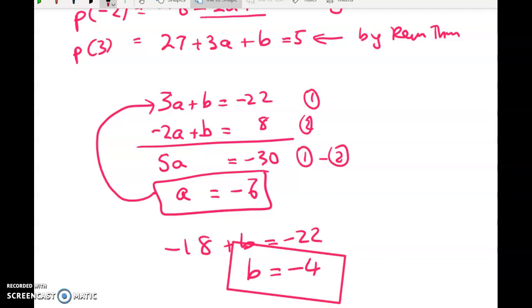So that's that. So we finished that question. Very easy 3 marks and really well done by most of you.